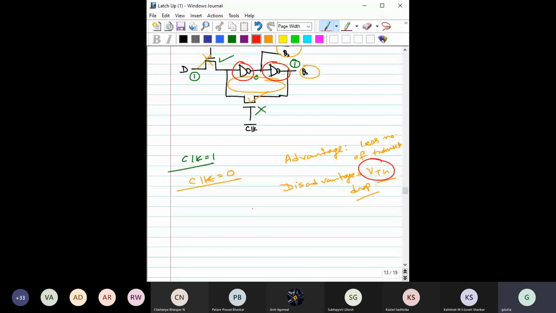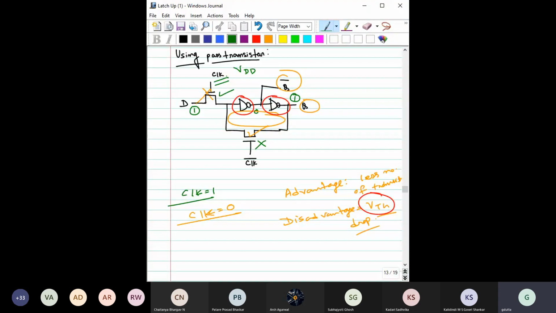Let's do it here. Say this clock is high. Now this clock is VDD. That means clock is high means clock is VDD. What would be the maximum voltage that you can get here? It is VDD minus VTH. Right now, when it is VDD minus VTH, this is a static inverter.